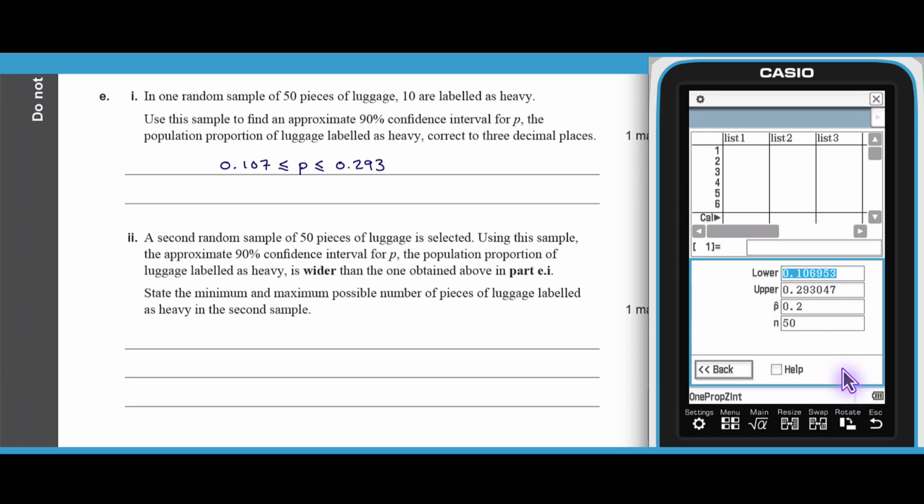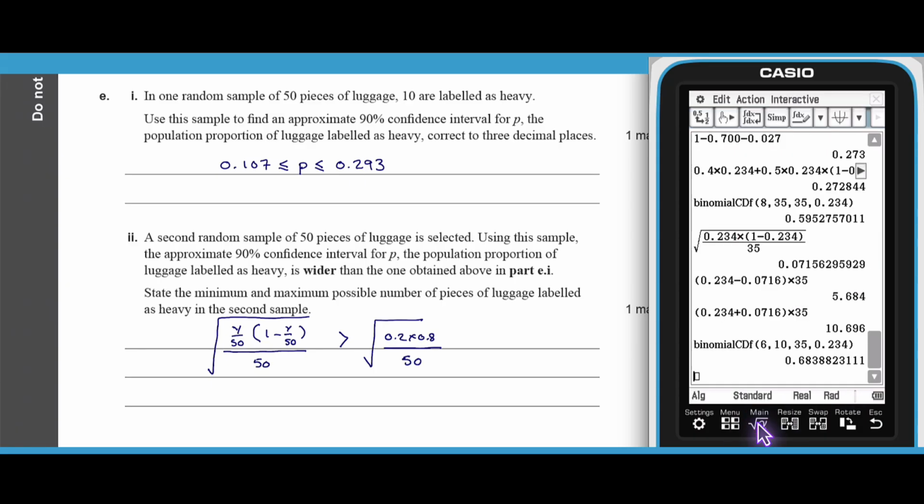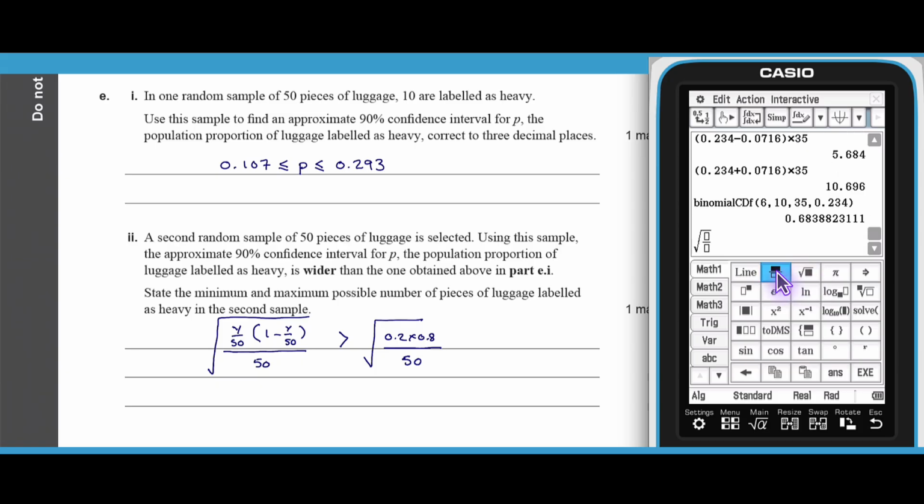Part 2 of this question introduces a second 90% confidence interval that is wider than the one found in Part 1. The reason why this confidence interval is wider, given that it has the same confidence level, is that the standard deviation, as determined by the square root of the count y over 50 times 1 take y on 50 over 50, must be greater than the standard deviation from Part 1, which is the square root of 0.2 times 0.8 over 50. I'm going to enter this inequality into my ClassPad and solve for y.